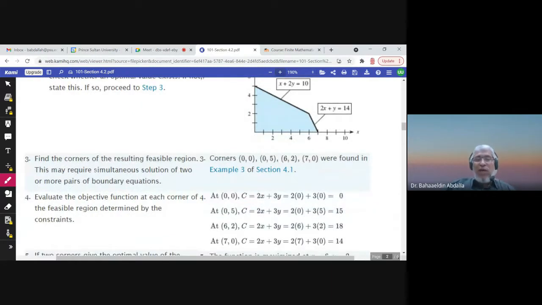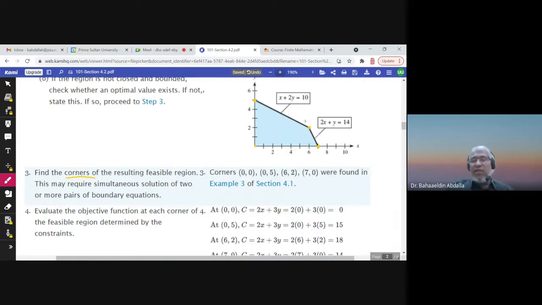Now we find the maximum or minimum or both. We find the corner points. So for example, here I have 1, 2, 3, 4 corner points. These are the corner points: (0, 5), (0, 0), (7, 0). And when we find the intersection point between these two lines, it would be (6, 2).